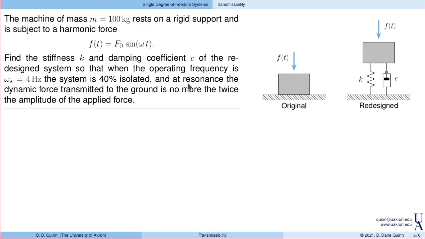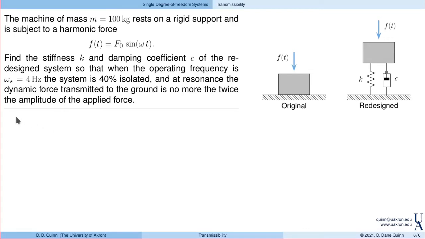And at the resonance, the dynamic force transmitted to the ground is no more than twice the amplitude of the applied load. So again, what I'd like to do is reduce the dynamic amplitude of the force transmitted to the ground by 40%. And I'd like to make sure that as we pass through resonance, that dynamic load is not too large. So in fact, no more than twice the amplitude of the applied load. Let's look at this second condition first.